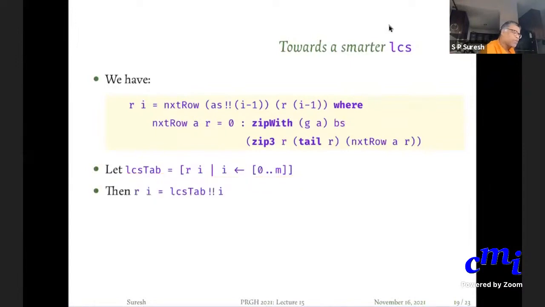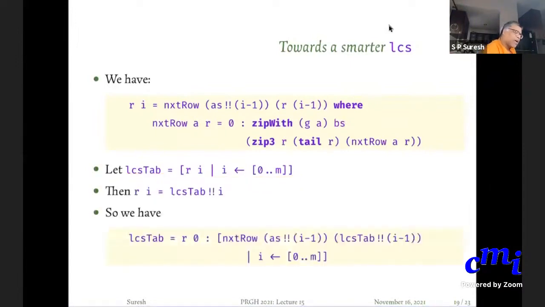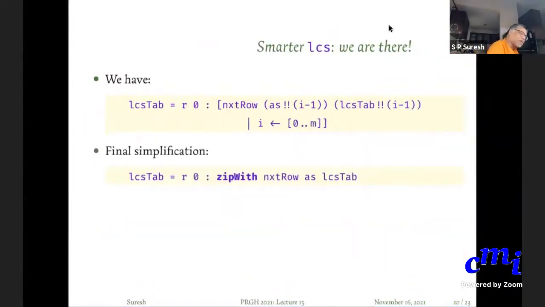And the way you define it is to say that LCS tab is nothing but r0, which is the original row, followed by apply the next row function using a's at i minus 1 on LCS tab at i minus 1. But this whole thing can now be stated as LCS tab itself is r0 followed by zip width of next row of a's, LCS tab. Okay, this is the final beautiful definition that we get.